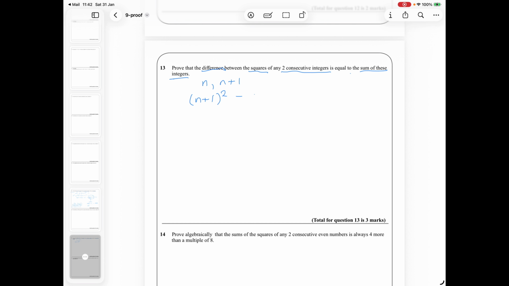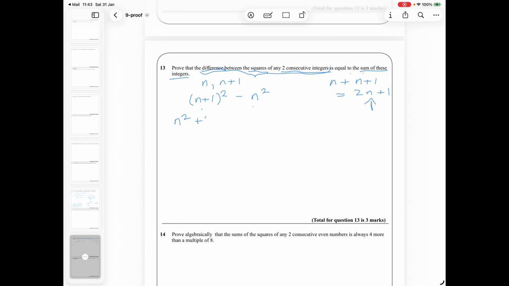And now we've got to make them squares, so (n plus 1) squared minus n squared. The difference between the squares of two consecutive integers is equal to the sum of these integers. So this is how we're finding the difference between the squares of two consecutive integers. And the sum of those integers would be n plus n plus 1, which equals 2n plus 1. So we win if this minus this equals this.